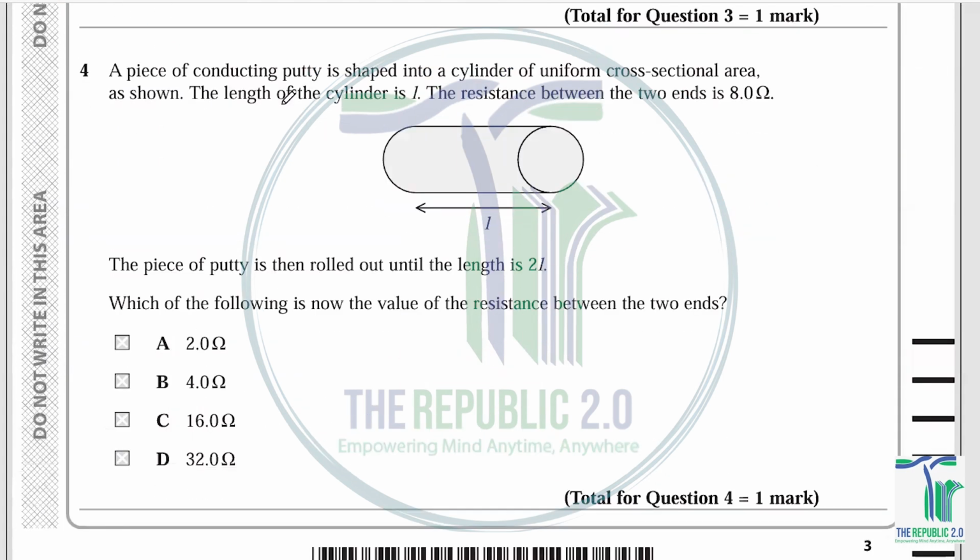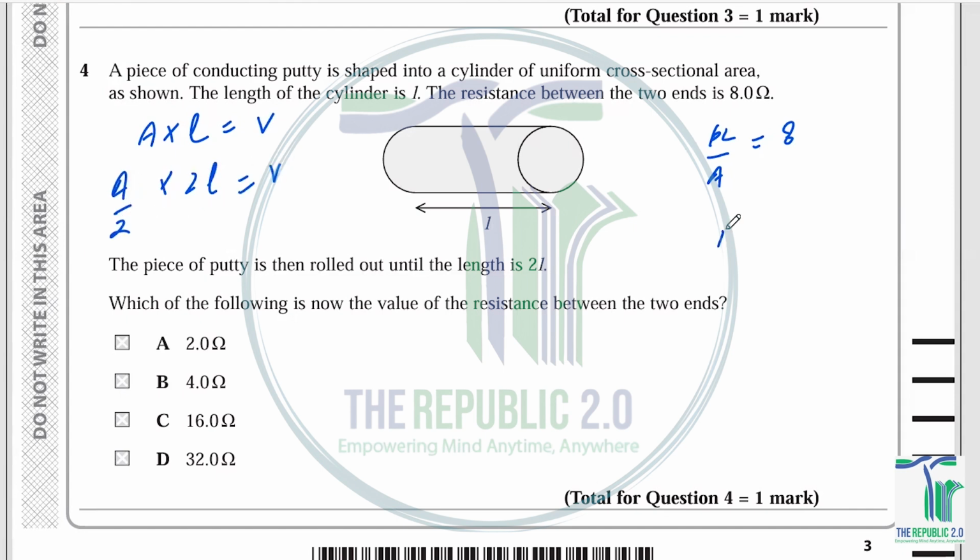In question number four, a piece of conducting putty is shaped into a cylinder of uniform cross-sectional area. The length is L and the resistance between the two ends is 8 ohms. Everybody knows that resistance is rho L upon A, and the value of resistance is given as 8 ohms. Now the length has been doubled, and since we need to keep the volume constant, remember if you're doubling the length, your area should decrease to keep the volume constant. A times L is the volume.